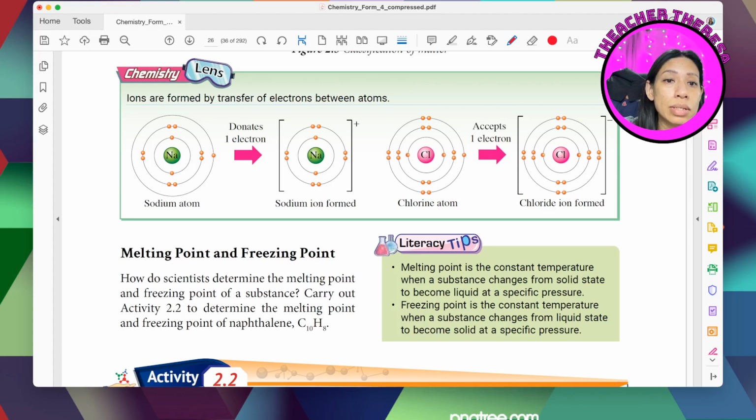Now, all ions actually come from atoms. Why do atoms form ions? The only reason is that the atom is not stable. Not stable means they haven't reached octet or duplet. We're going to discuss octet and duplet later on. So that is not stable.